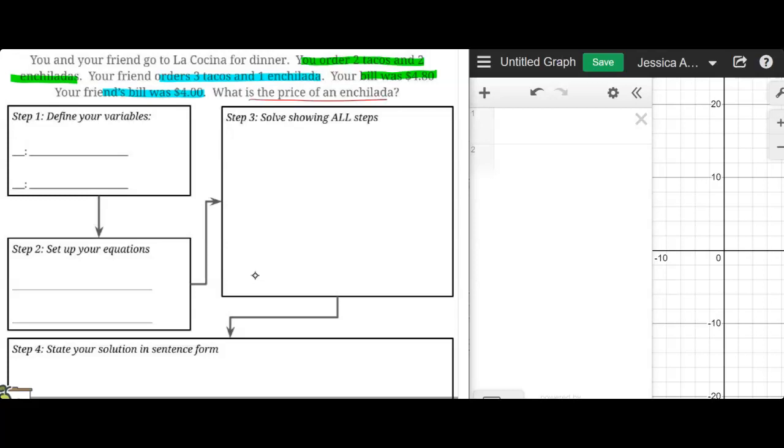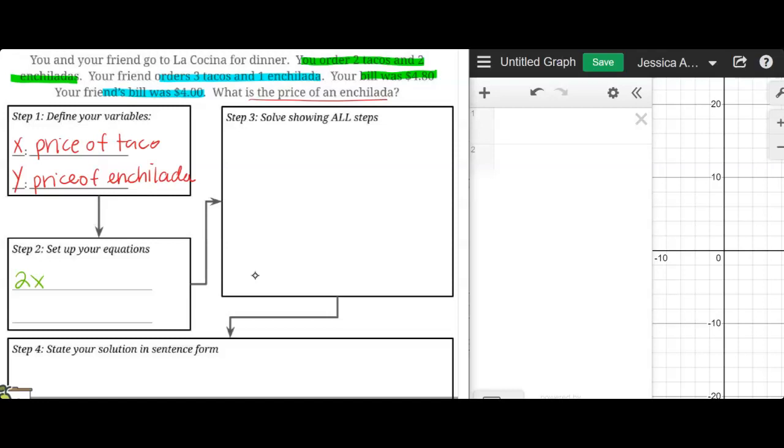So our first step will always be to define our variables. I'm going to use X and Y because that's how I need to type it into Desmos. I'm going to let X be the price of a taco, and I'm going to let Y be the price of an enchilada. It's important to define your variables so that when you get to the end and get an answer, you know what you have found.